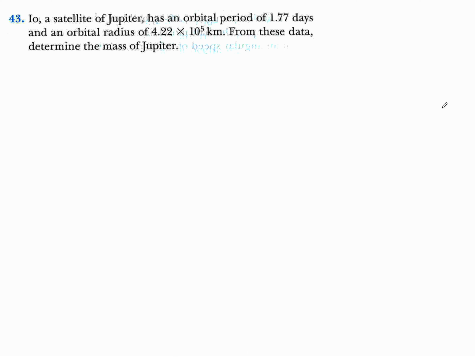So in number 43, we've got Io, a satellite of Jupiter, has an orbital period of 1.77 days and an orbital radius of that. From this data, determine the mass of Jupiter. Again, remember, for anything in orbit, centripetal force is equal to force of gravity. In this case, we're given the period and the radius.